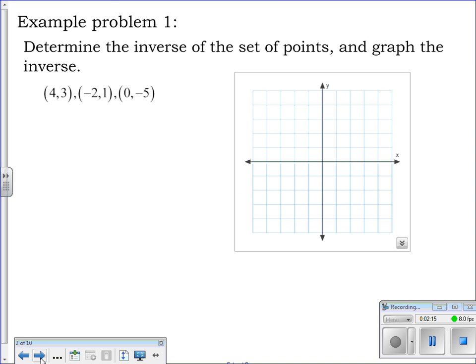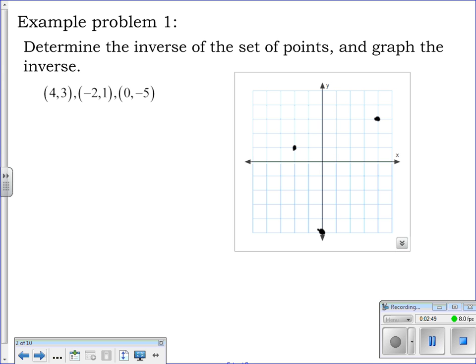So, problem 1, determine the inverse of the set of points and graph the inverse. So here's what I want you to do first. Graph those 3 coordinate points. Graph the original points. Okay, there are the original points.